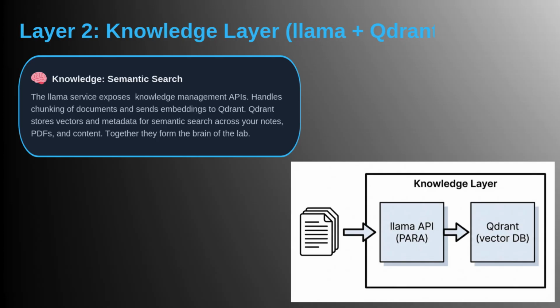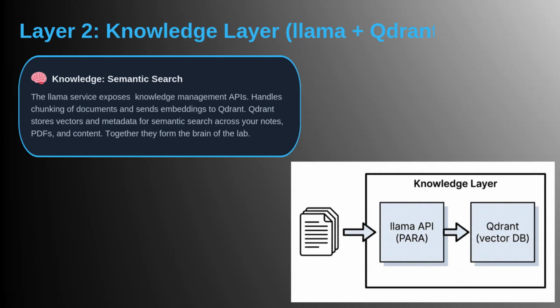Next is the knowledge layer, which acts like the brain of the lab. Here, a service called Llama exposes APIs for managing projects, areas, resources, and archives using a PARA-style structure. In practice, that means I can organize notes, documents, and references in a way that mirrors how I actually work, instead of one giant, messy bucket.